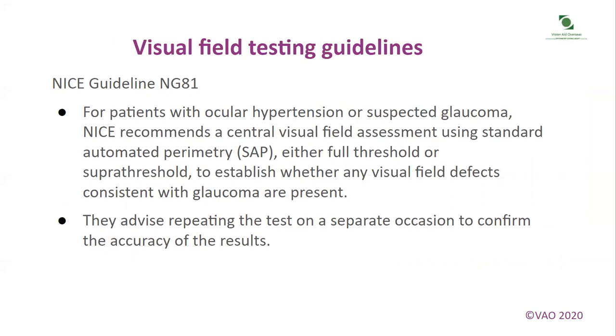The NICE guidelines NG81 for use by optometrists in the UK state that for patients with ocular hypertension or suspected glaucoma, NICE recommends a central visual field assessment using standard automated perimetry, either full threshold or suprathreshold, to establish whether any visual field defects consistent with glaucoma are present. They advise repeating the test on a separate occasion to confirm the accuracy of the results.